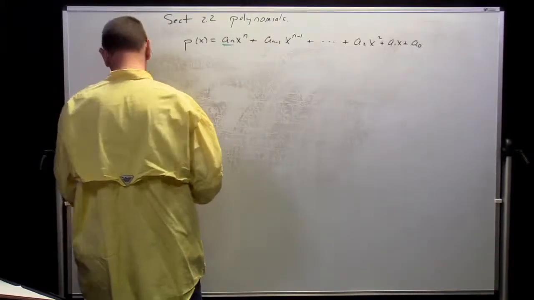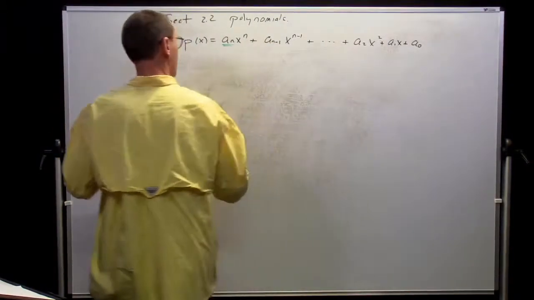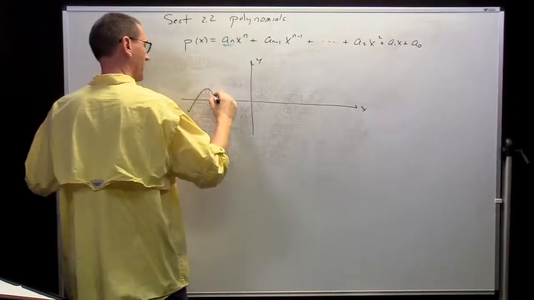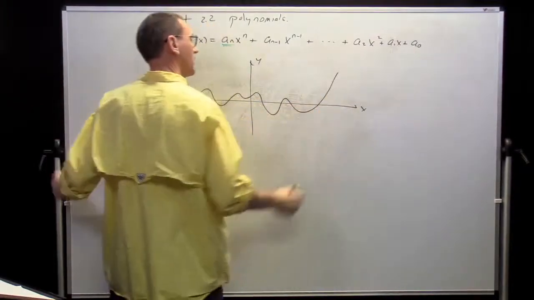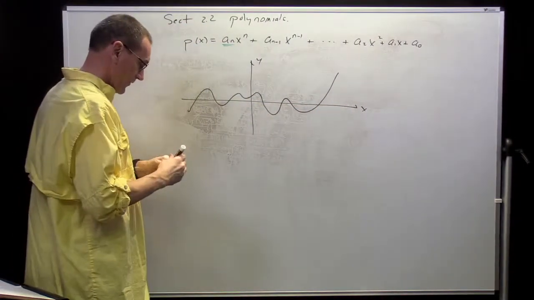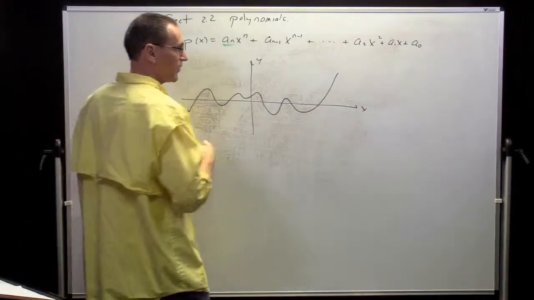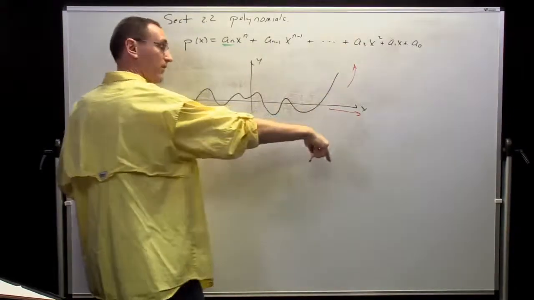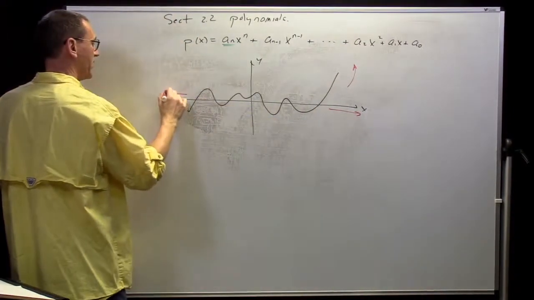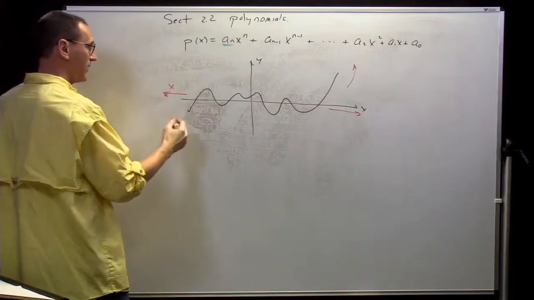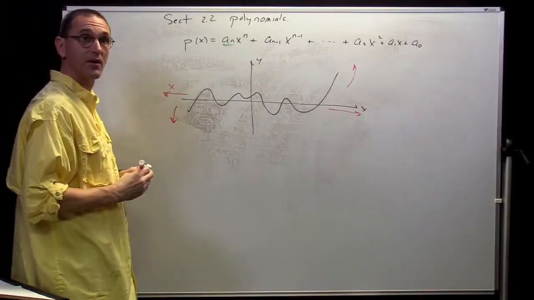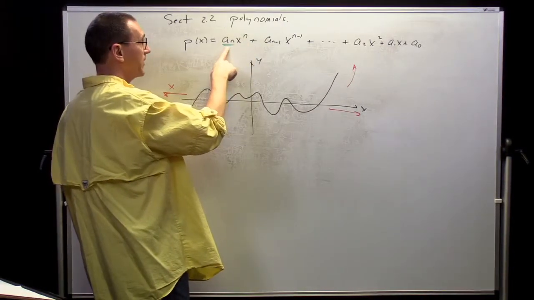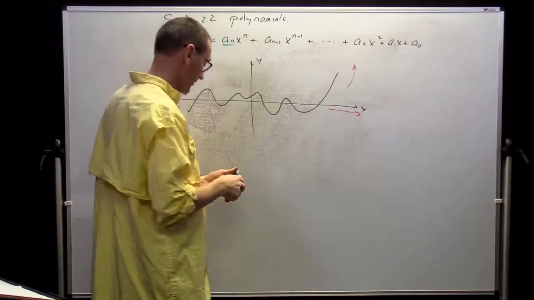And the question is, if I graph these things, it could look something like this. I don't know. The first question is what happens as x gets really big out here? Is it going to get big out there or very negative? And as x goes very negative, what's going to happen here? It's going to depend on whether n is even or odd, and whether this number here is positive or negative.